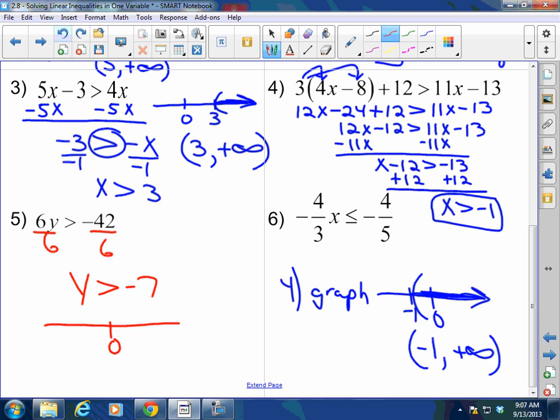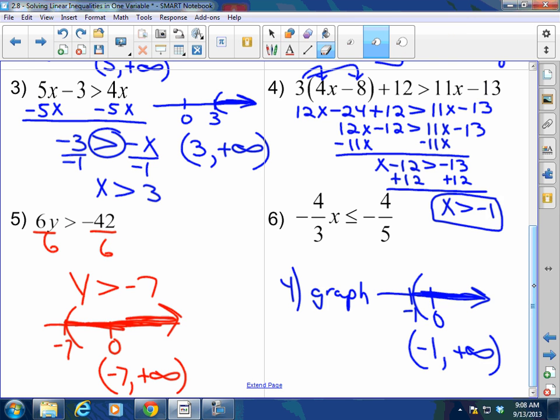Here's my 0. Here's my negative 7. Greater than, parentheses, shaded to the right. My interval notation, my small value negative 7 to my large value of positive infinity. Done. Make sense?